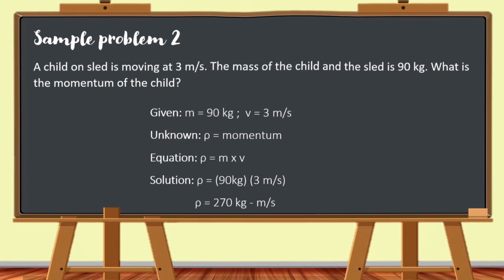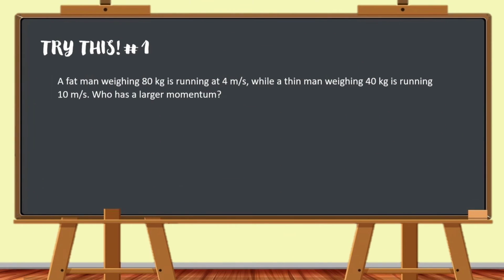Now, try this one. A fat man weighing 80 kilograms is running at 4 meters per second, while a thin man weighing 40 kilograms is running at 10 meters per second.